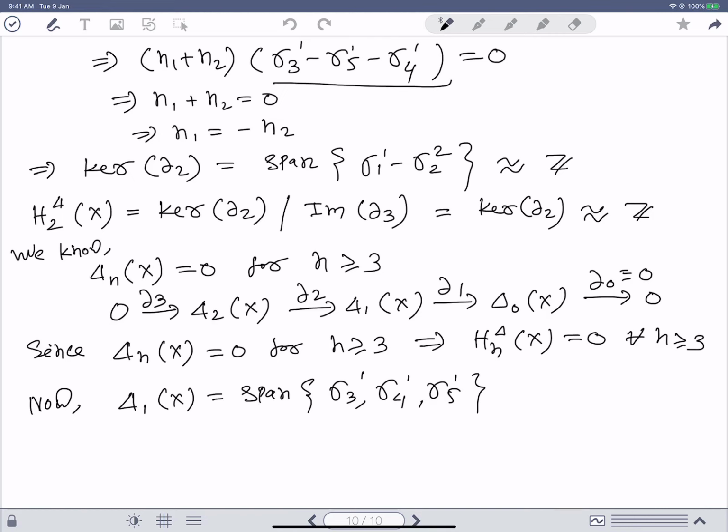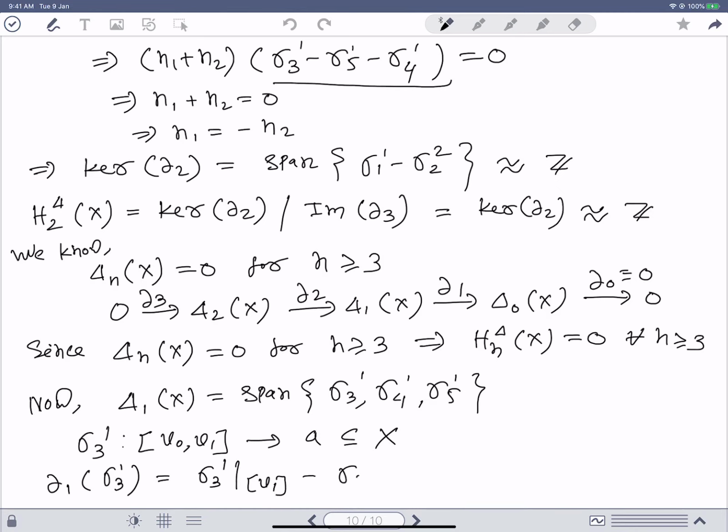Okay, where we can write, first of all, sigma 3 is a map from, say, v0 v1, that is from a 1-simplex to x, and the image is A, right? Now what is the boundary of sigma 3? We know it is sigma 3 at v1 minus sigma 3 at v0.